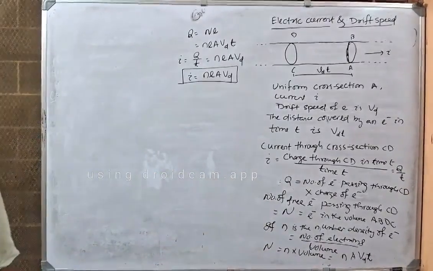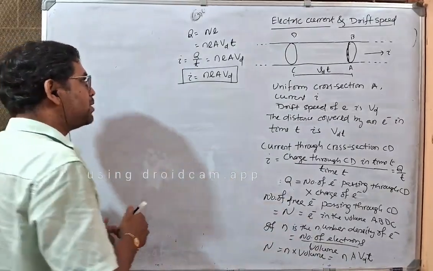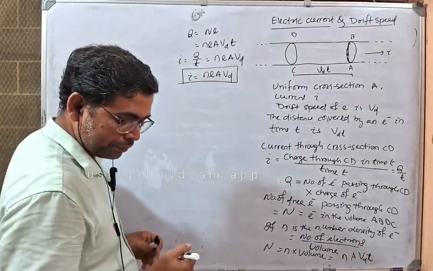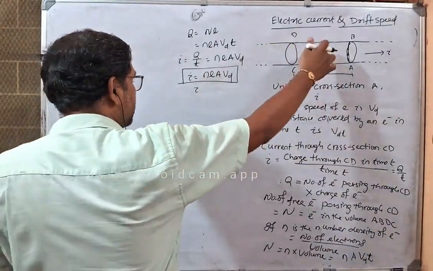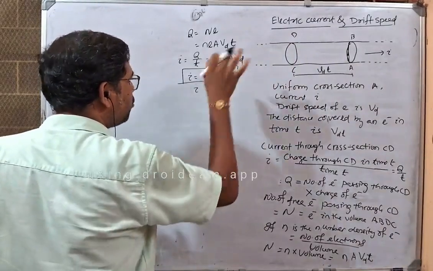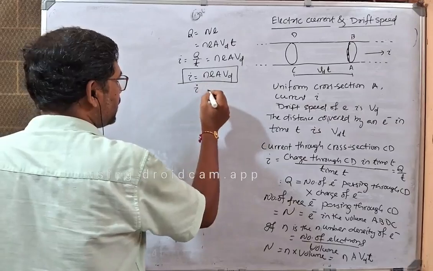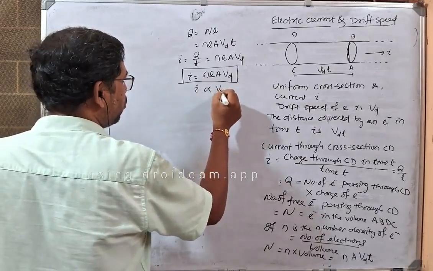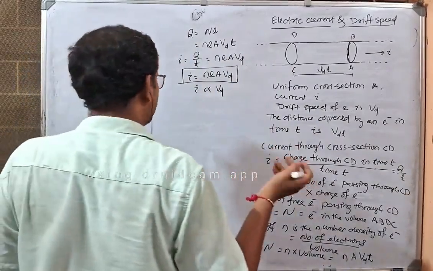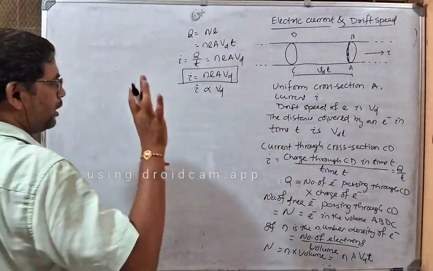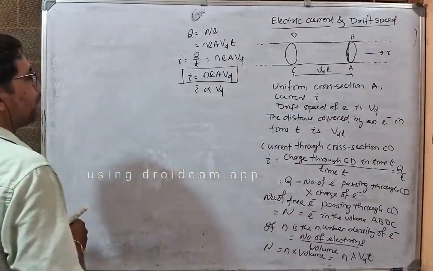So from here we can say that current depends on N. If I am not changing the conductor, this N value will not change; if I change the conductor, then this N value will change. Okay. So current depends on drift speed. More the drift speed, more will be the current, and less will be the resistance. So there will be less resistance from the material. Okay. This is my relation.